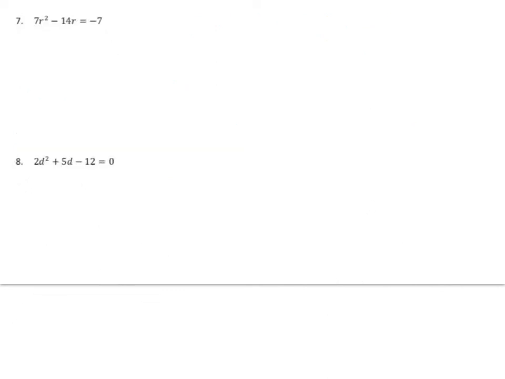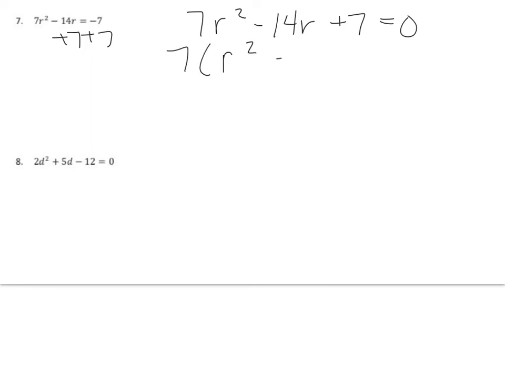Okay, we need to get it equal to 0, so add 7 to both sides, and I have 7r squared minus 14r plus 7 equals 0. Now here I have a trinomial, or a quadratic, where I can factor something out of each term. So 7 times r squared minus 2r plus 1 equals 0. So 1 can only factor into 1 times 1, but I need a negative 2 in there. So negative 1 times negative 1 is positive 1. Negative 1 plus negative 1 is negative 2.